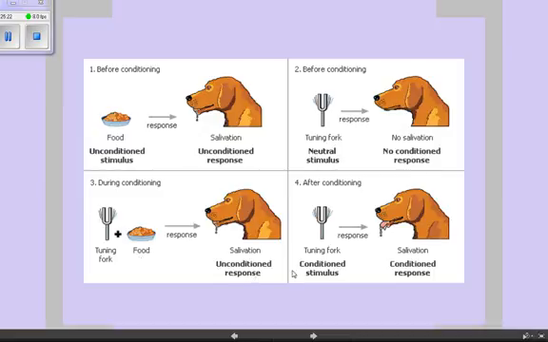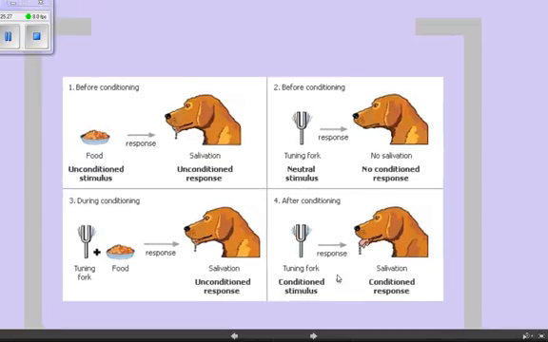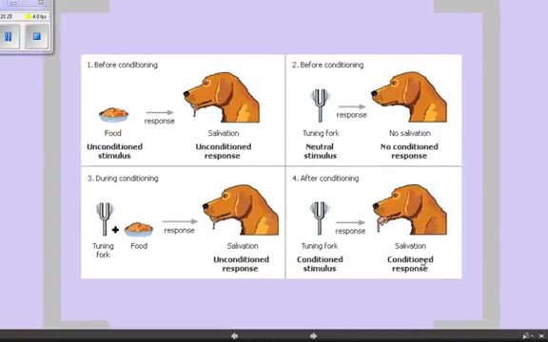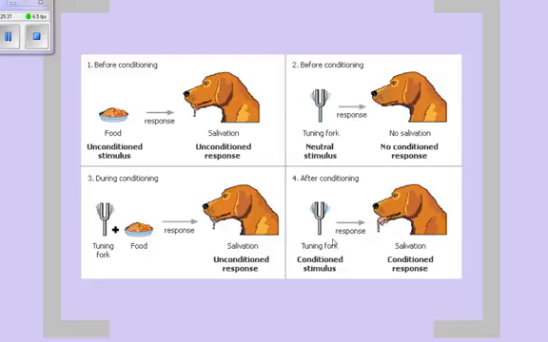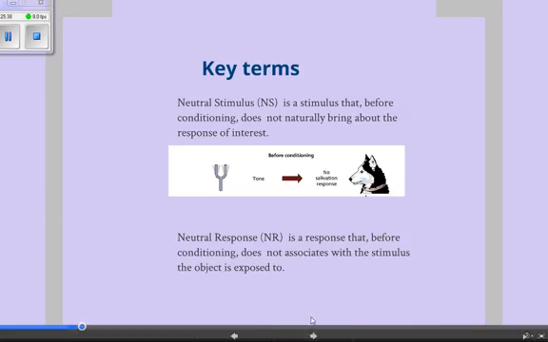Finally, conditioned stimulus brings conditioned response, because this is not normal. This is the conditioning. The key terms we need to learn. The key word is neutral stimulus. It's a stimulus that before conditioning does not naturally bring about the response of interest, in this case, salivation.